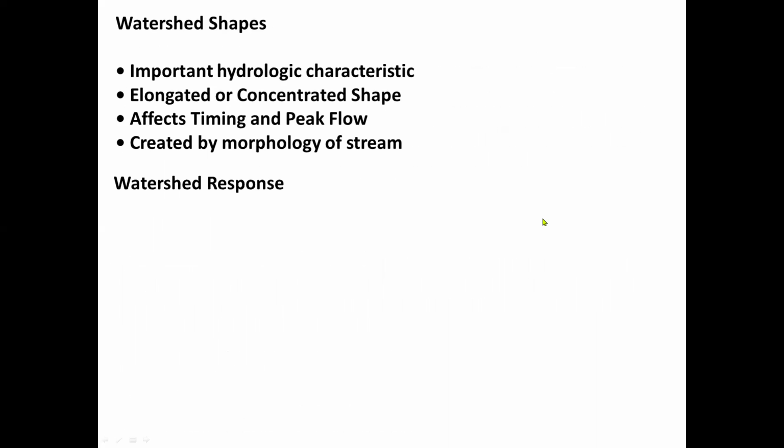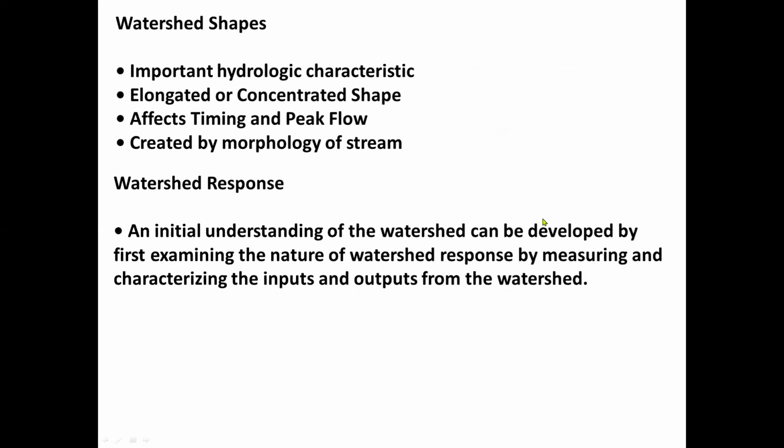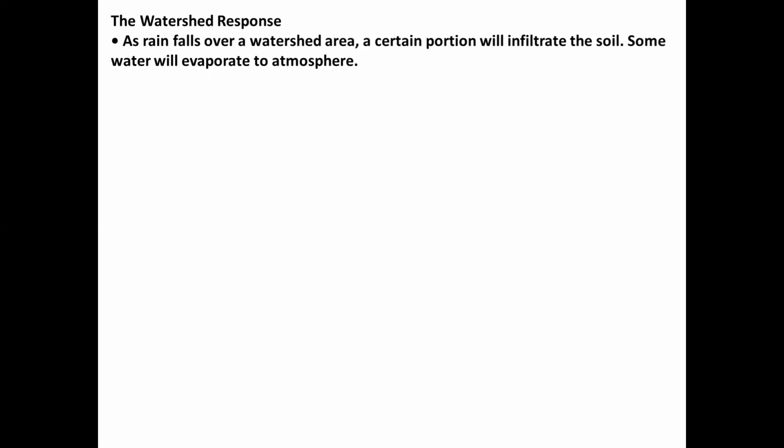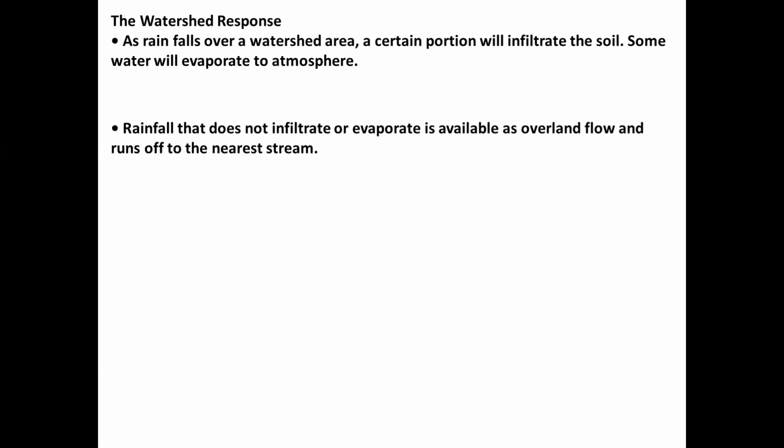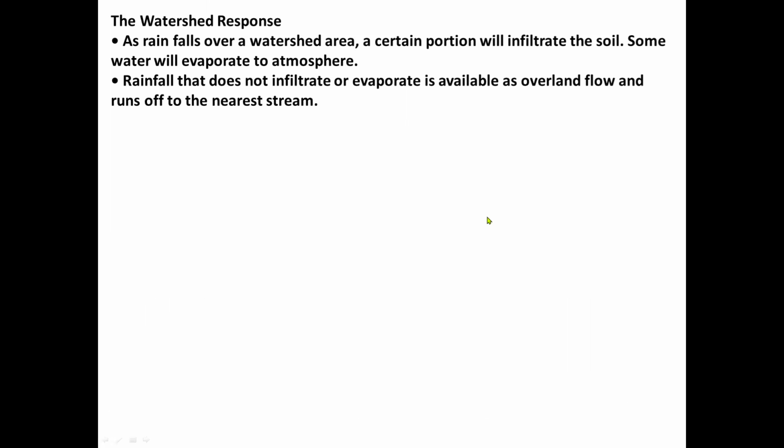And then we also have the watershed response. An initial understanding of the watershed can be developed by first examining the nature of watershed response by measuring and characterizing the inputs and outputs from the watershed. And for its continuation, as rain falls over a watershed area, a certain portion will infiltrate the soil. Some water will evaporate to the atmosphere. Rainfall that does not infiltrate or evaporate is available as overland flow.